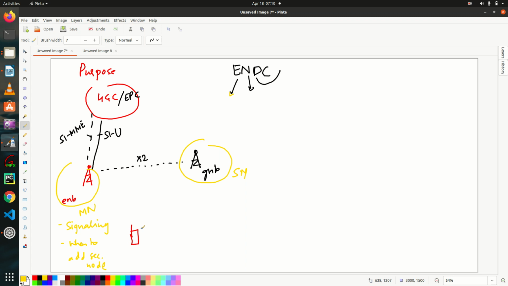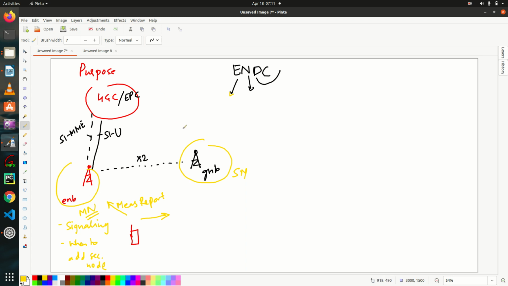What happens is, when this UE moves to the 5G coverage area, it will send some measurement reports to the 4G base station. After decoding the measurement report, this E node B, or master node, will take the decision whether to add the secondary node or not. That's why we call it the master node. This call flow we will cover in detail in upcoming lectures.